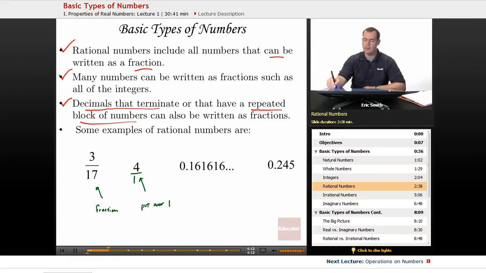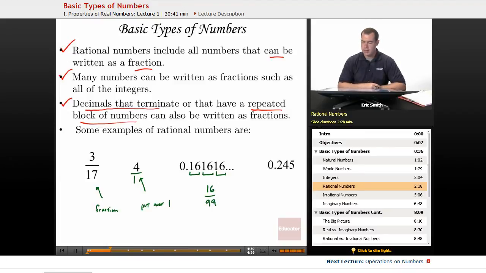Let's look at the more difficult ones. These are the ones that involve decimals. In 0.161616 repeating, this one goes on and on forever and ever. But it has that 16 that just keeps repeating over and over again. That's what I mean by repeated block of numbers. Since it has that repeated block, it can be written as a fraction. In fact, this one's written as 16/99. So I know that it is a type of rational number.